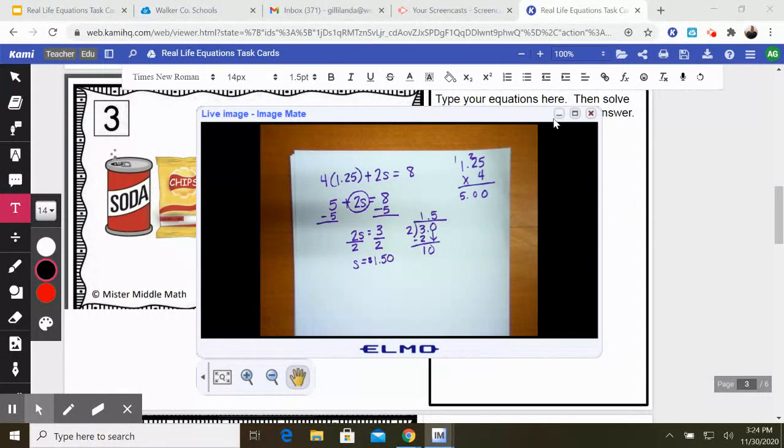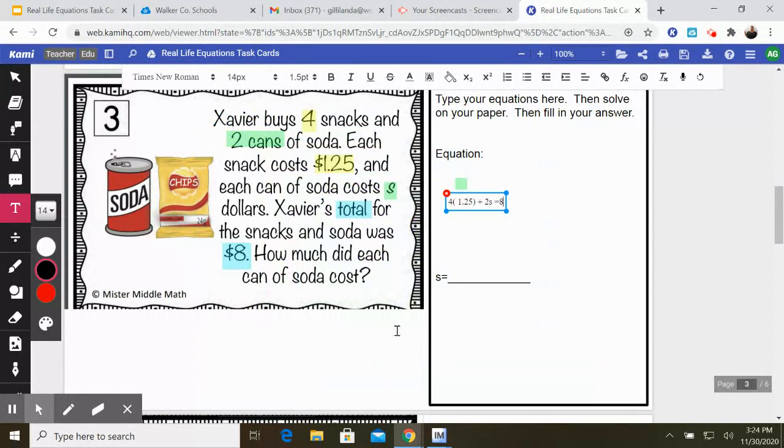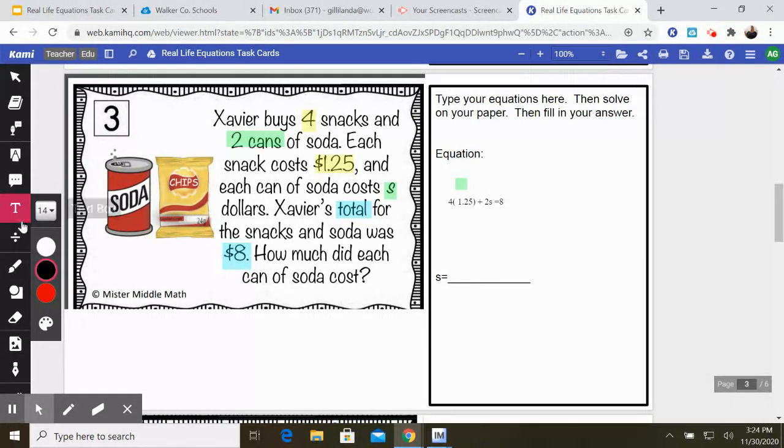So let's make sure that's what it's asking us. How much did each can of soda cost? That is what it's asking us. So let's put in $1.50.